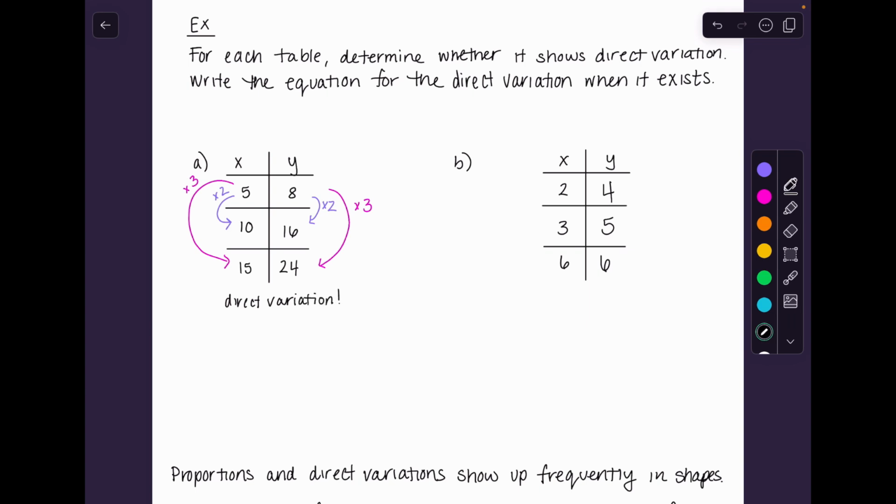So what I want to do is I want to come up with the equation for this, okay? So that immediately tells me that I know it has the form that y is equal to some constant times x. The problem is I don't know what this constant is. So I'm going to utilize the chart to help me out. When x is equal to 5, my y should equal 8.